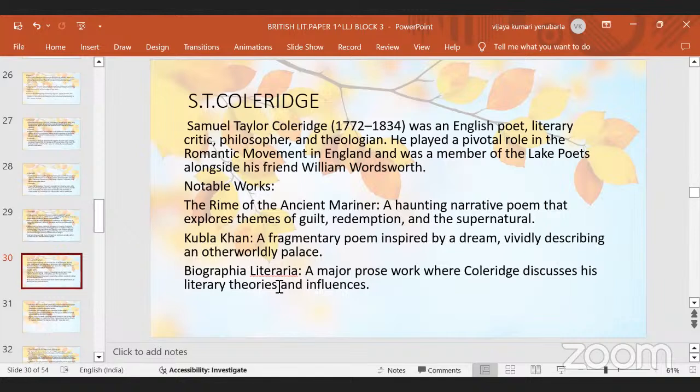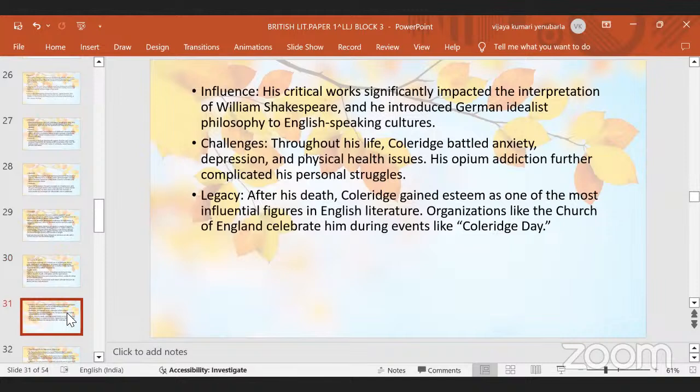Biographia Literaria, which is the magnum opus of S.T. Coleridge, a major prose work. Coleridge discusses his literary theories and influences. His influences were William Shakespeare, and he introduced German idealist philosophy to English-speaking cultures.